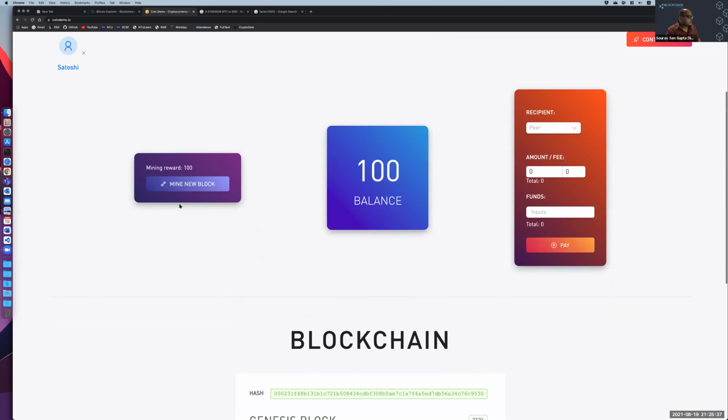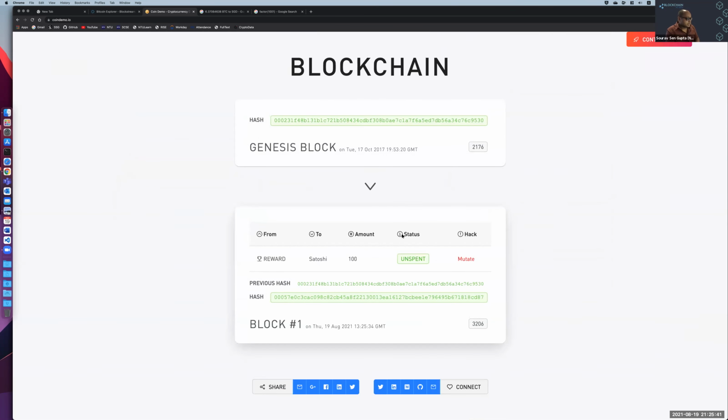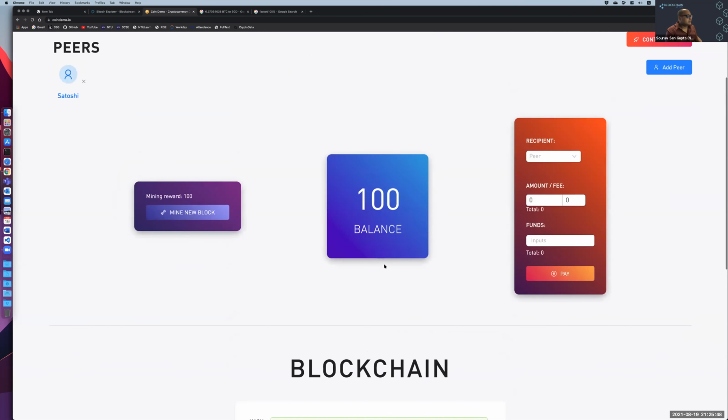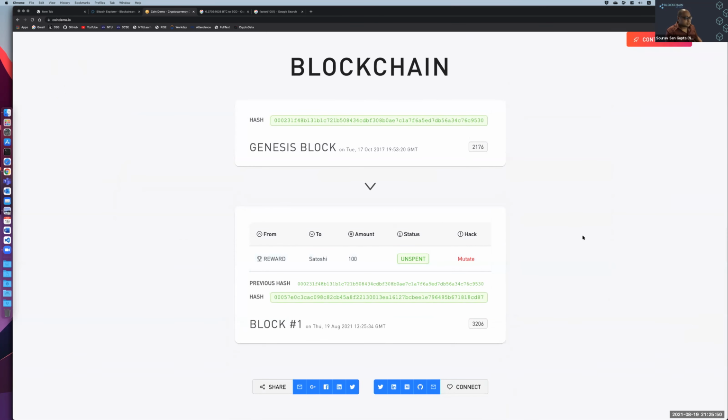That's the first thing, right? And you mine the new block, you get 100 in return. That's a reward you got. Here's a new block. The reward is Satoshi's 100. Like I got the 10 when I started the blockchain, right? Good. Now Satoshi says, okay, I have some money. I want to spend the money.